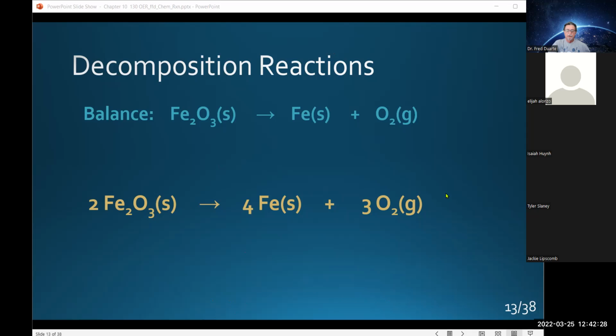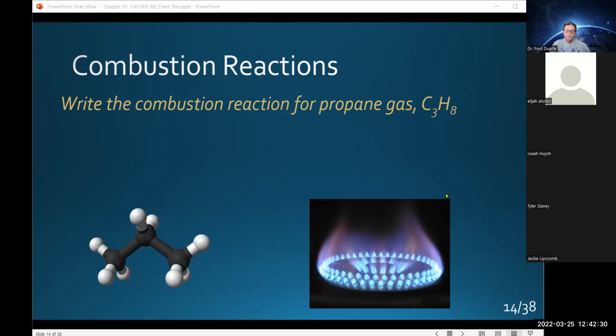All right. Now, here's the question. Write the combustion reaction of propane gas. So this coming weekend, you're cooking up that hamburger on your propane grill. You are burning up 3 carbons and 8 hydrogens. You know, keep that in mind. Okay. All right. So first of all, let's write the reaction.